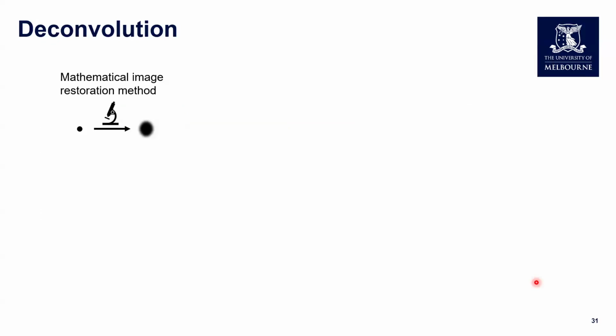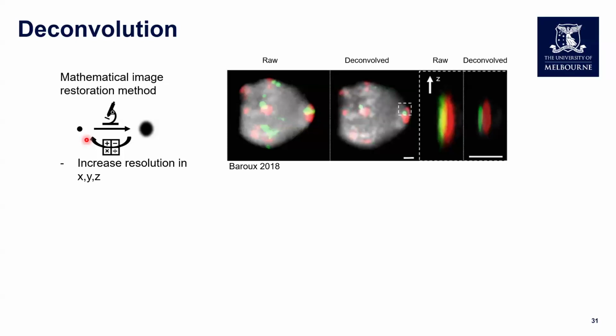And another correcting method is called deconvolutions. Deconvolution is a mathematical image restoration method where we can estimate how the light scatters on our microscope settings based on multiple parameters. And then we can restore the signal based on the calculation. By doing this, we can increase the image resolution in X, Y, and Z. As you can see in this example, the localization analysis of these two nucleus will be much more accurate after the deconvolution.